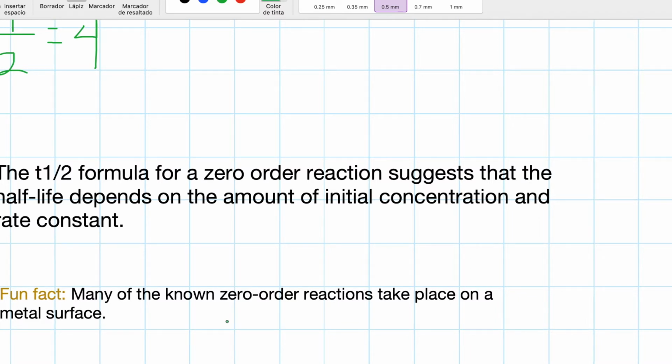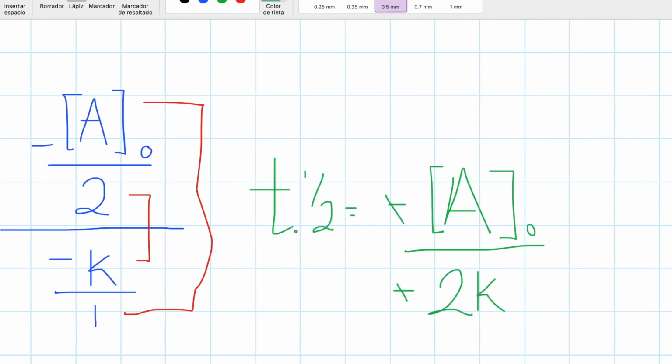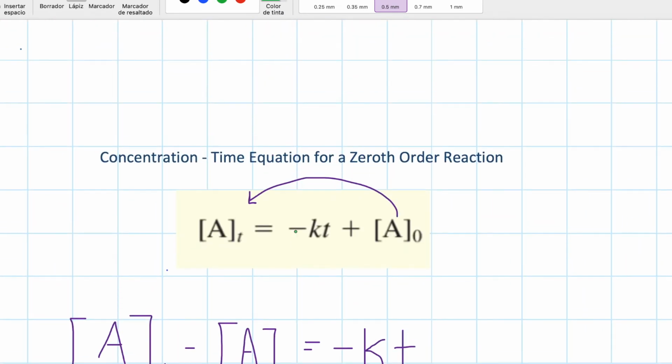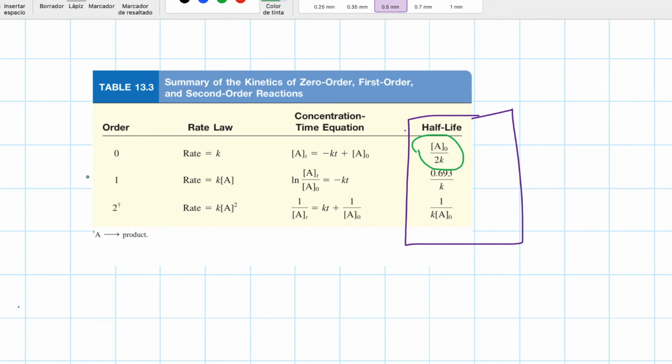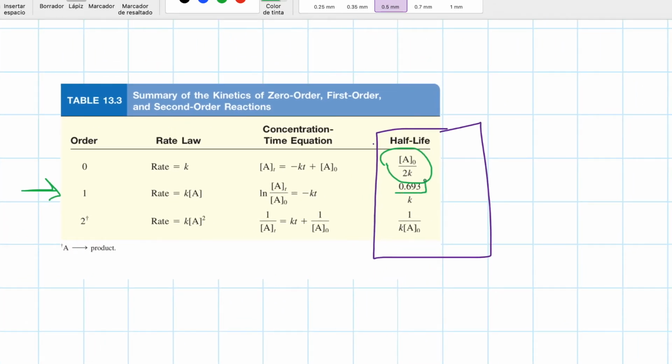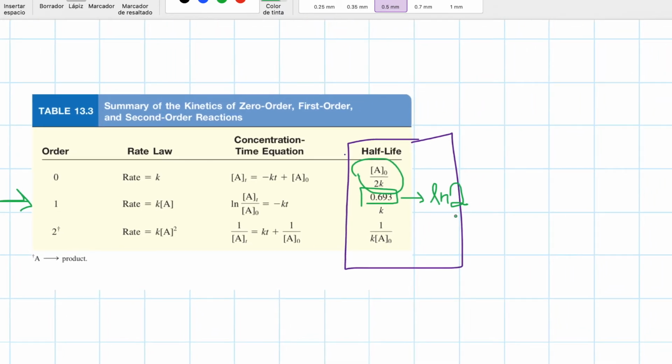Okay, so let's go ahead and see our table once more. Now we're going to work on the first order reaction. This is our concentration time equation, and this numerator is going to be the same as ln of 2. You can do it in your calculator and you'll get this number.